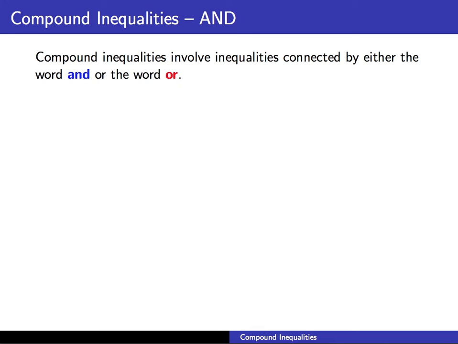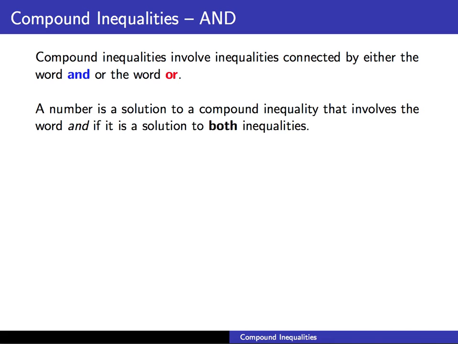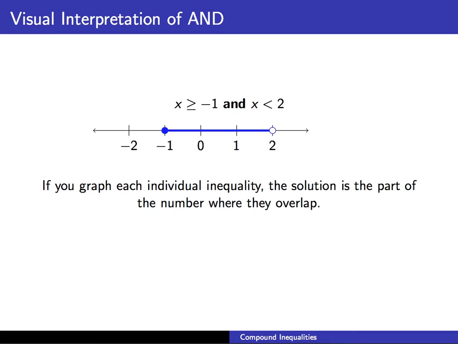When you solve more than one, it's called a compound inequality, and they're going to be connected. The inequalities are going to be connected by either the word and or the word or. In this video, we're going to take a look at compound inequalities that involve the word and. A number is a solution to a compound inequality that involves the word and if it's a solution to both inequalities. So it has to be true for both inequalities.